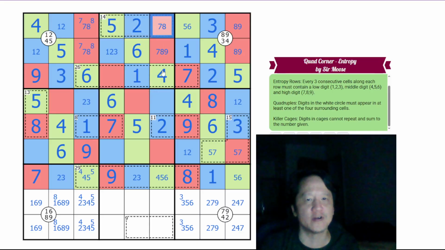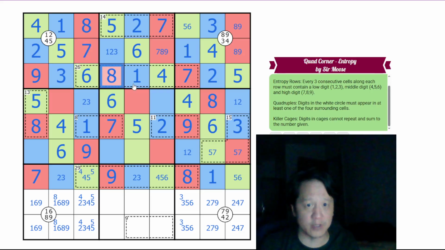This is 2, 5, and 7, adding up to 14. 2 eliminates 2 here, so it's 1 and 2. 7 eliminates 7 here, so it's 8 and 7. This has to be 8 here. This can't be 7 or 8. It's 9. This can't be 1 or 2.